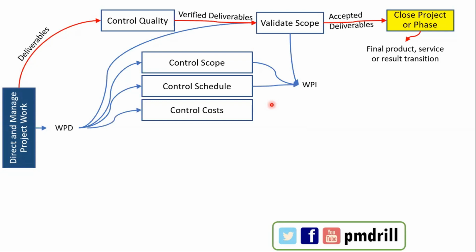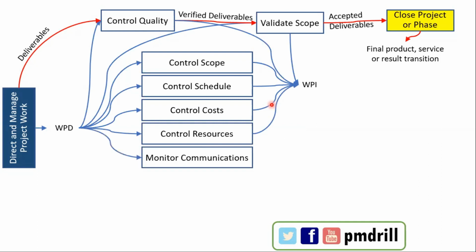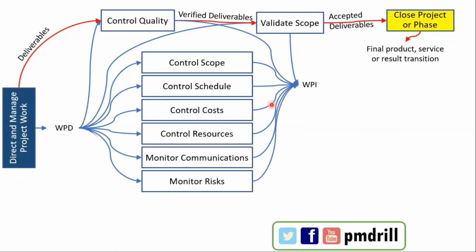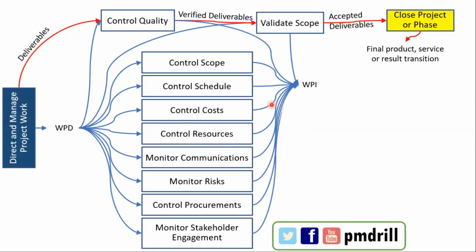Similarly, there will be data related to costs. It will be analyzed in control costs. They will generate work performance information. There will be data related to quality. Once again, it will be sent to the control quality process, and then it will send work performance information. There will be data related to resources. Once again, analysis information. Data related to monitor communications. Data related to risks. Data related to procurements. Data related to stakeholders. So you can see almost all the processes are doing exactly the same kind of work.